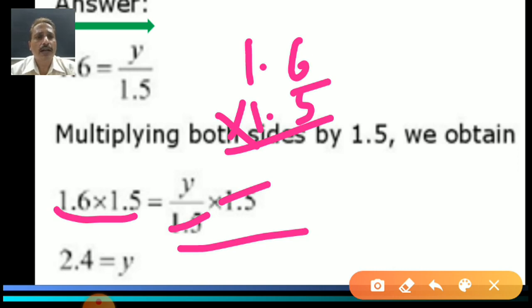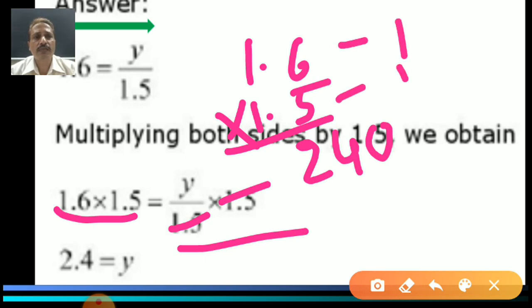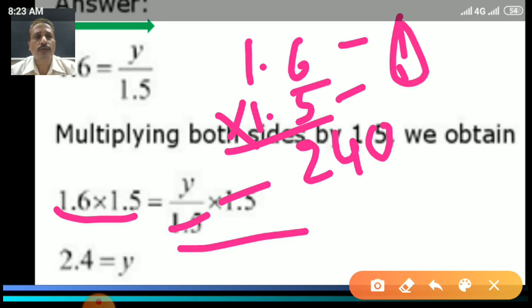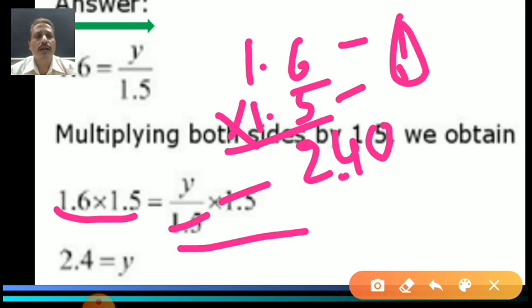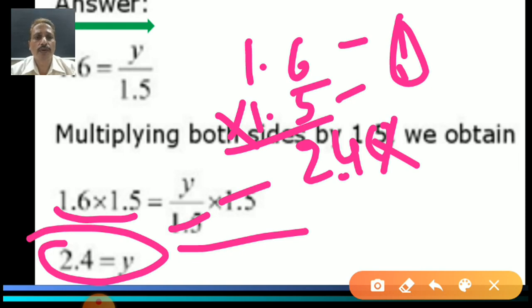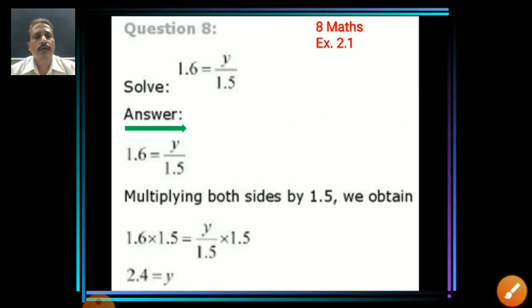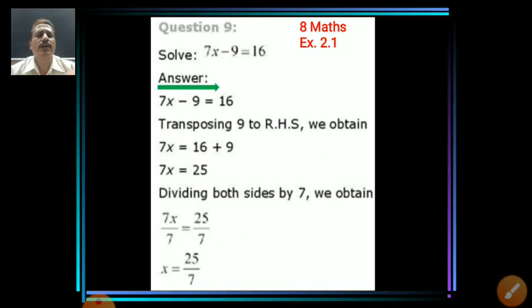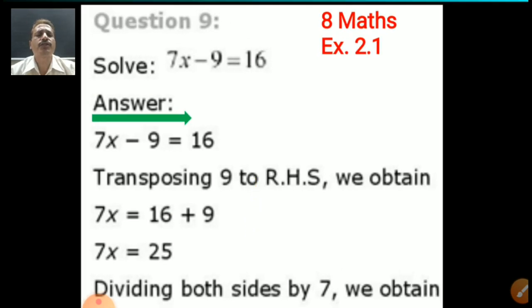Forget about the point and multiply. You have the answer 240. Forget about the point, but count the point. Here the first number's decimal place is 1, here also decimal place is 1, add both: 1, 2. So after this number, you can put the point to get 2.40. 0 has no value, so you can write y is equal to 2.4, or you can say 2.4 is equal to y. Okay.